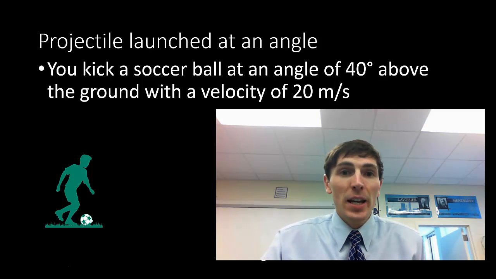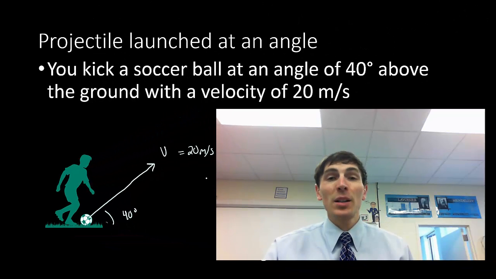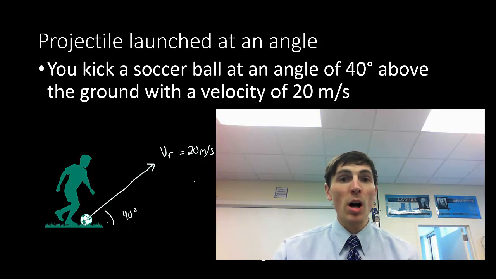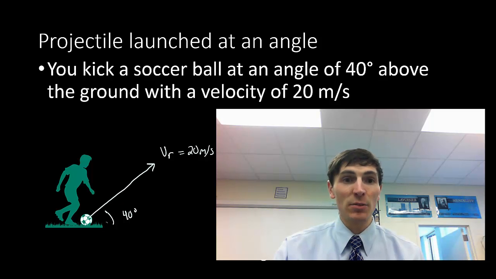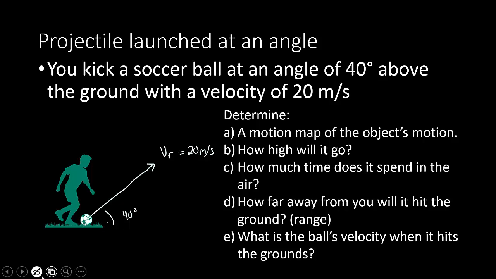So the question says you kicked a soccer ball at an angle of 40 degrees above the ground, and it has a velocity of 20 meters per second. So my velocity is equal to 20 meters per second, and I'm going to assume that because it's at an angle, that really is my resultant velocity. It doesn't say anything about just vertical or just horizontal. So the ball is moving 20 meters per second, and it's at a 40-degree angle from the horizontal. So we're going to find some stuff about it, and we're going to start with drawing a motion map for this object.